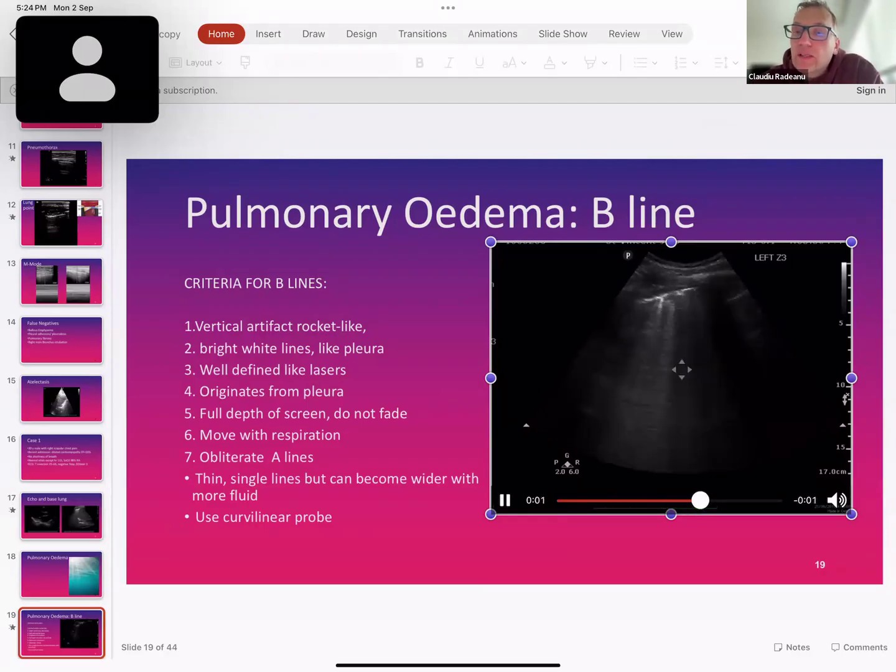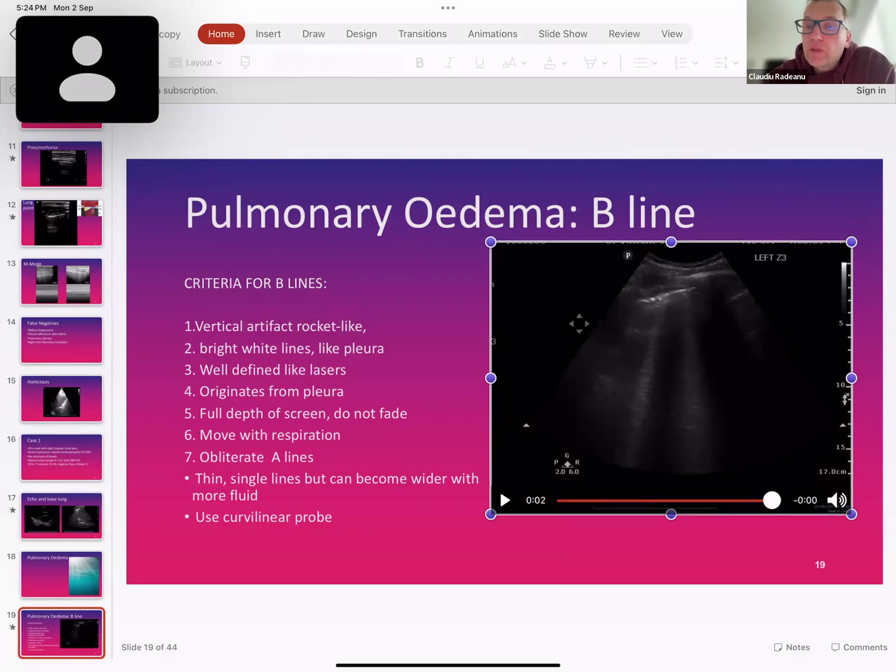All right, so you will see how the difference is. We are talking here, you are using a curvilinear probe. So it's a lot of depth. You see here 17 centimeters. So that's a lot of depth. We are not talking about the flat probe, which has like 2-3 centimeter depth. This is 17 centimeters. So this is different from the comet tails. Okay. Now, you'll see how there are very long beams.